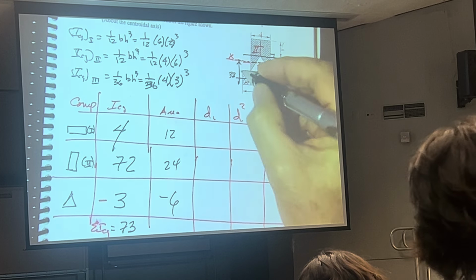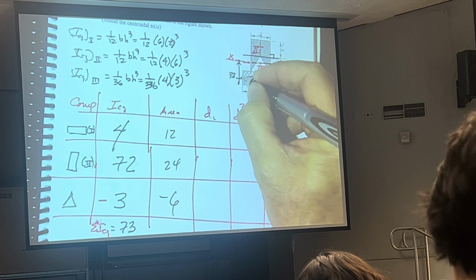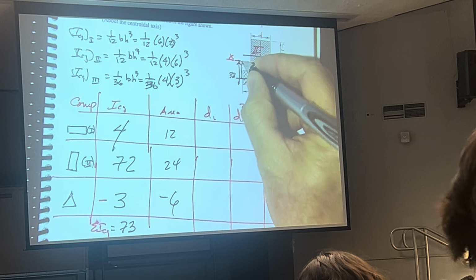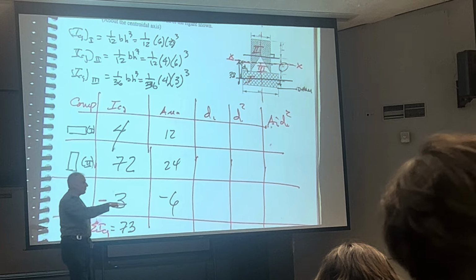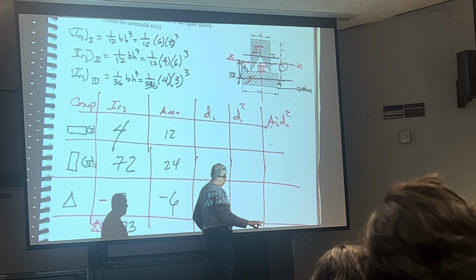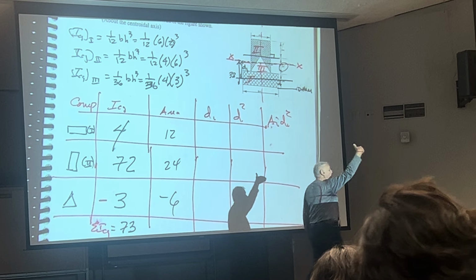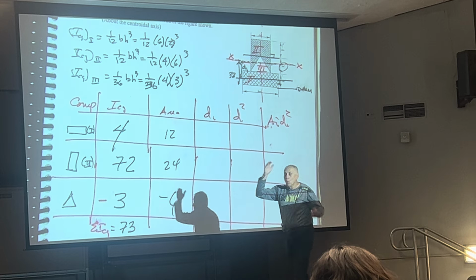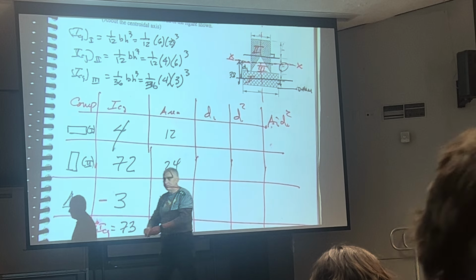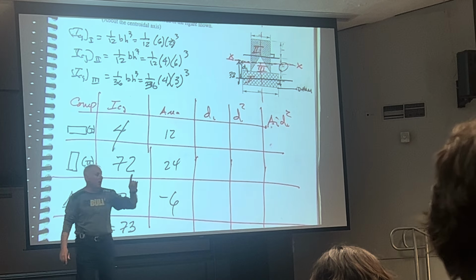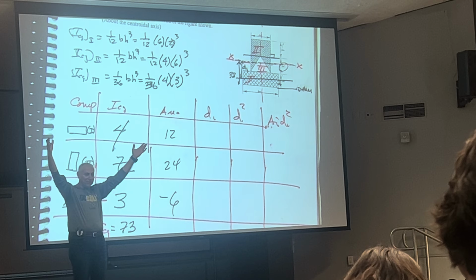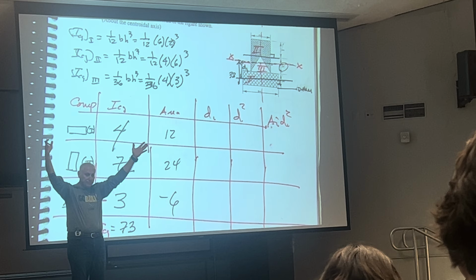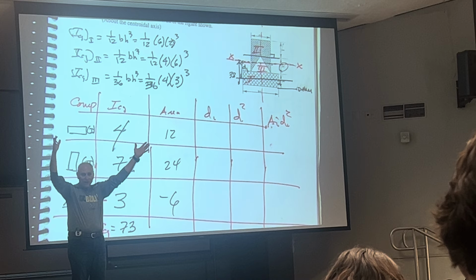So from this to here, that's going to be D1. So from the axis that goes to the centroid of the first shape to the overall centroid is D1. What the hell is that number? What'd you say? 2.8. How'd you get that? Pull that number out of your ass? Perfect. Your ass is very smart.